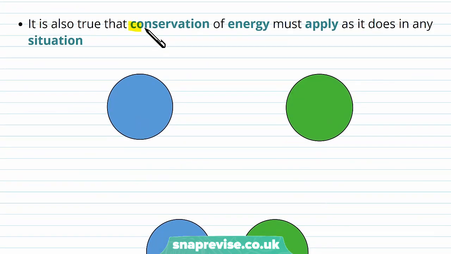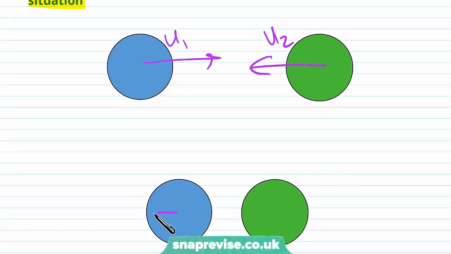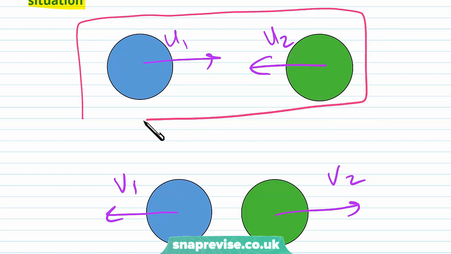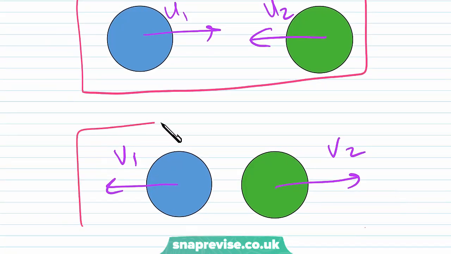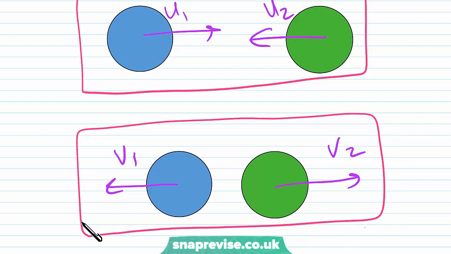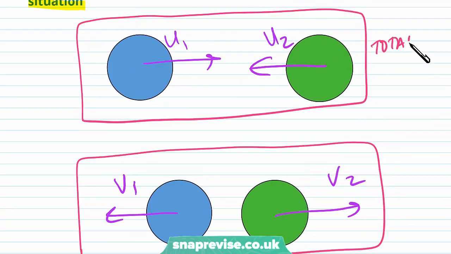It is also true that conservation of energy must apply, as it does in any situation. These two balls collide with speeds u1 and u2, and they then rebound with speeds v1 and v2. The total energy must be conserved because we know from the conservation of energy that energy cannot be created or destroyed, only transformed from one form to another. So the total energy can't change. It can only have been transformed into other types of energy.